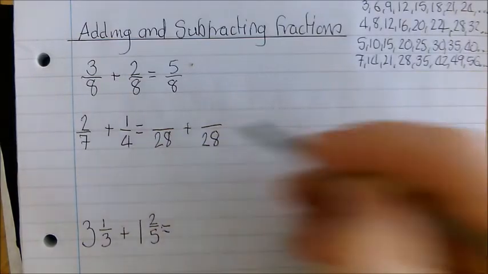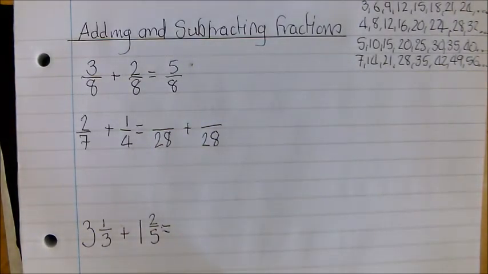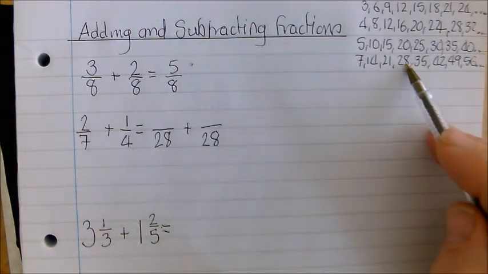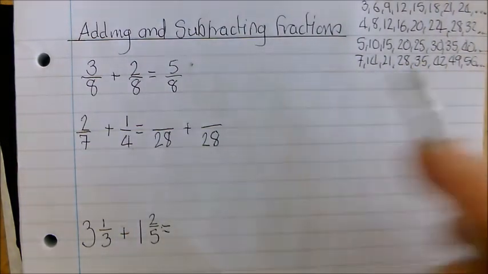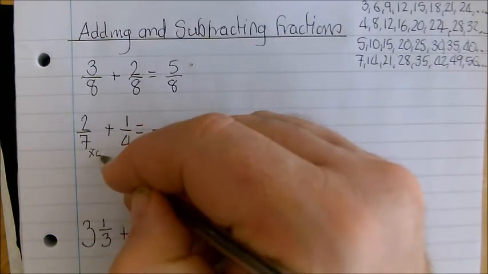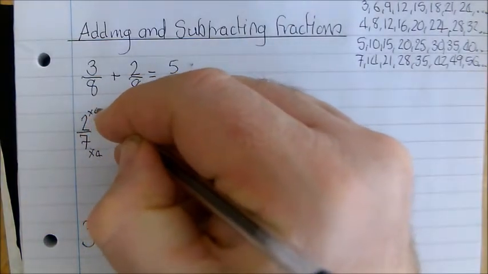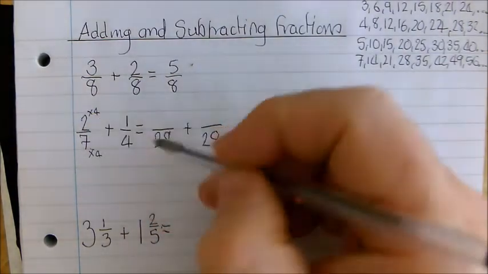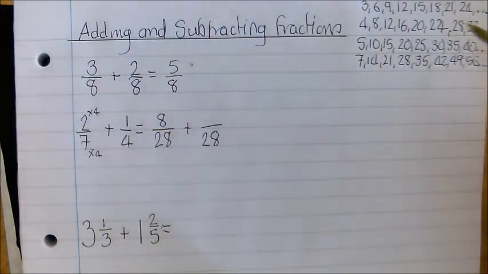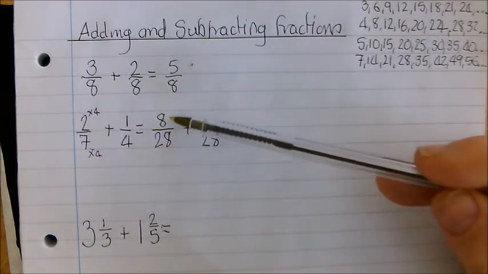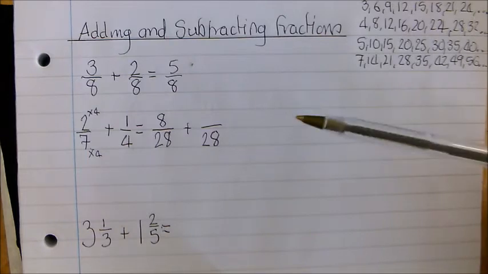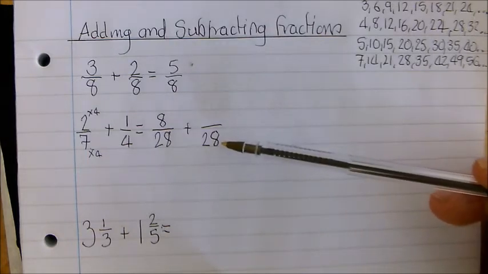Both fractions are going to change to 28, so I need to look at the denominator 7. I can see it's the 4th multiple of 7, so I'm timesing both numbers by 4. Now to find my numerator, 2 times 4 is 8. You need to pause and make sure you understand that, because the second fraction, the process is exactly the same.